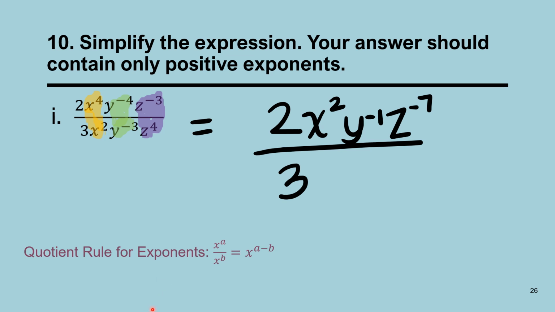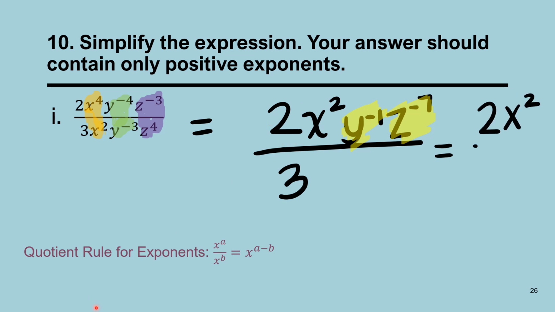Now we need to deal with our negative exponents. Our answer is only supposed to contain positive exponents, so we need to move this y term and this z term to the other side of the fraction bar. The 2x squared is going to stay in the top. Those do not have negative exponents. They don't need to go anywhere. So the 2x squared stays in the top.